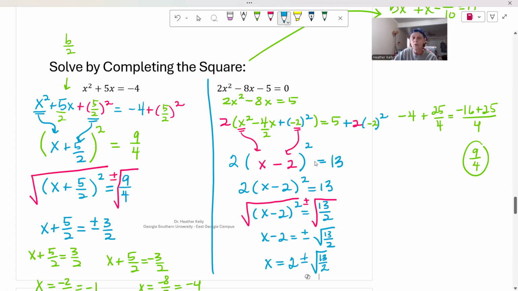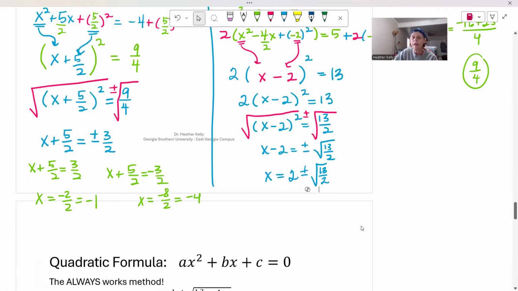Now, I'm going to assume that they are not going to allow an answer like the square root of 13 halves, okay? They want to have rationalized radicals. So we need to rationalize the denominator.